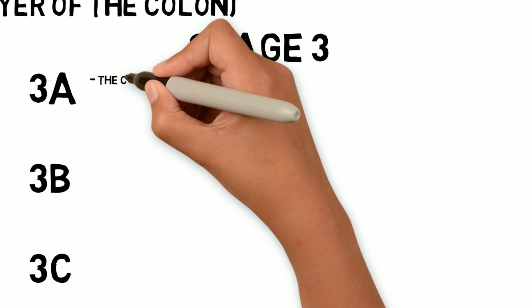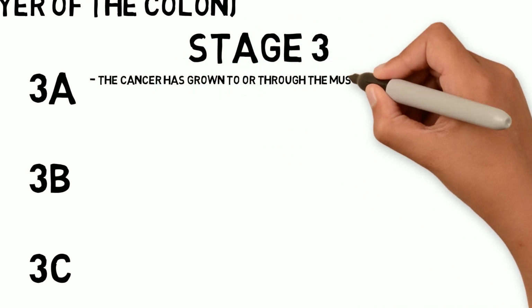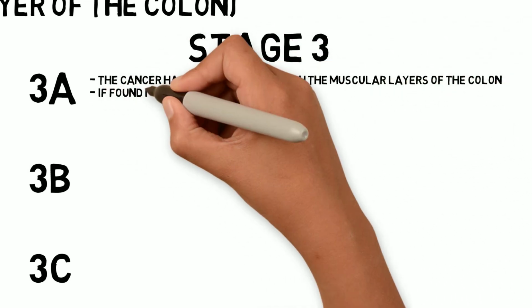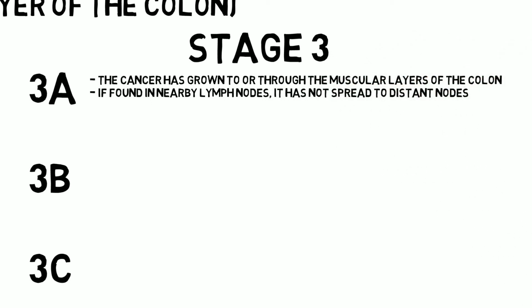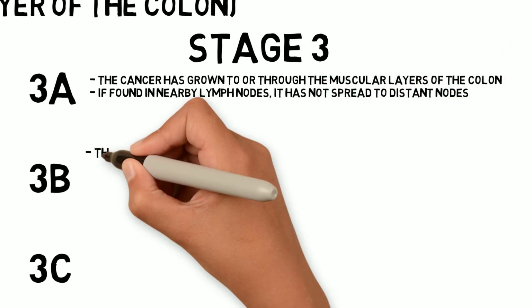Stage 3. 3A, the cancer has grown to or through the muscular layers of the colon, and if found in nearby lymph nodes, it has not spread to distant nodes. 3B.